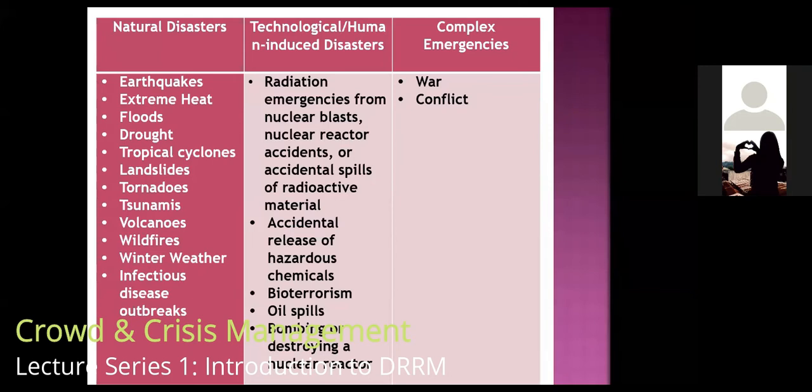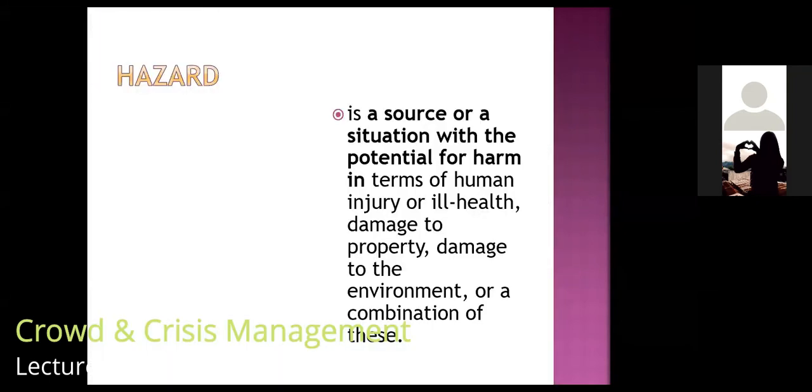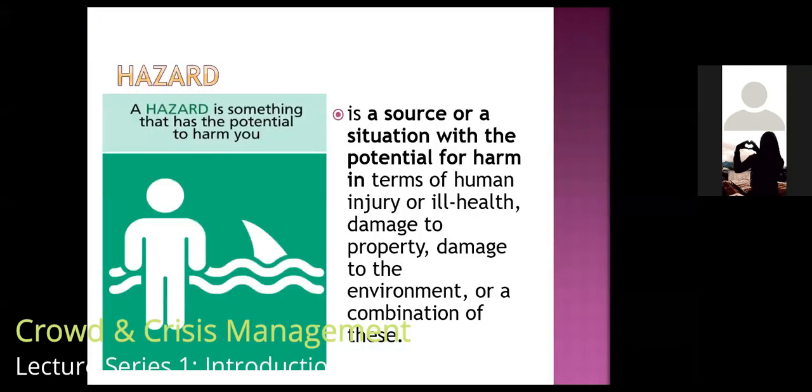So let's proceed now to terminologies. The first one is the hazard. A hazard is something that has the potential to harm you or to harm people. It is also a source or a situation with a potential for harm in terms of human injury or ill health, damage to property, damage to the environment, or a combination of these.